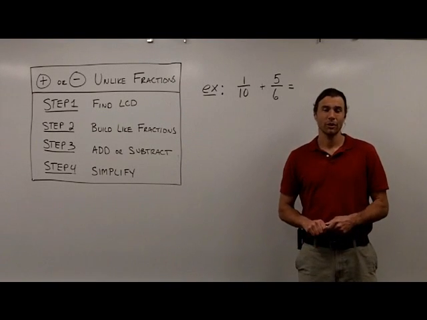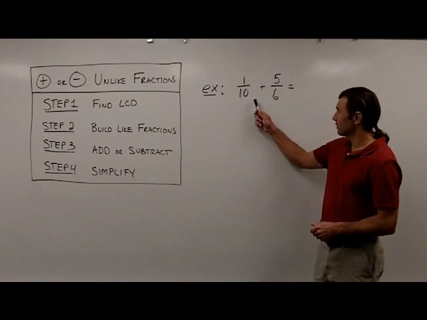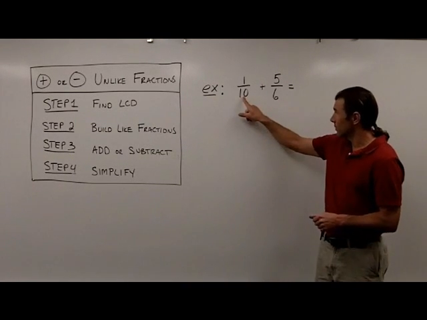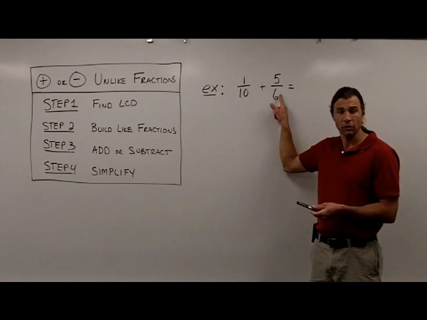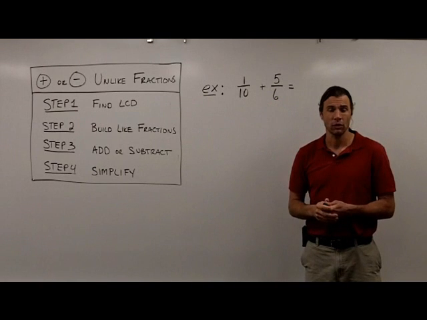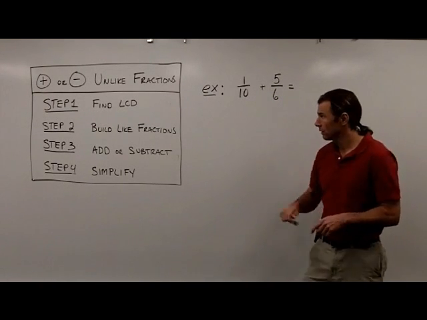In this video, I'm going to show you how to add fractions or subtract fractions with unlike denominators. We call these fractions unlike fractions. In my example here, you can see that I have unlike fractions. One has a denominator of 10, the other has a denominator of 6. So what I need to do is build these fractions into like fractions in order to add them together. So step one is to find the LCD.